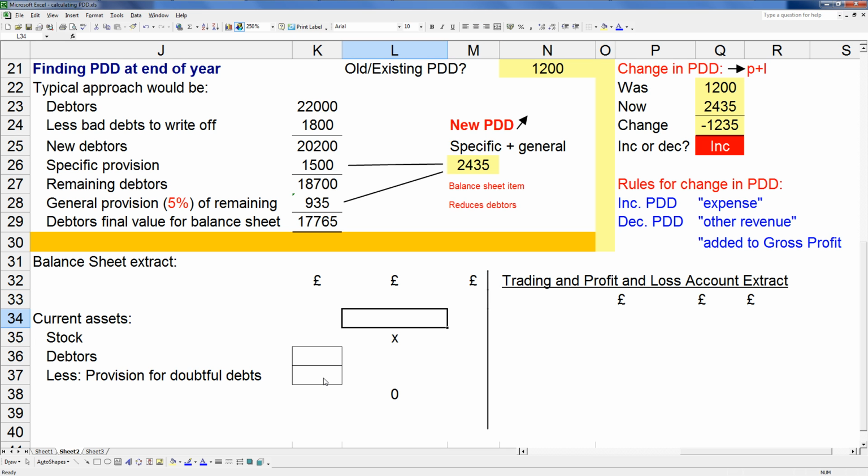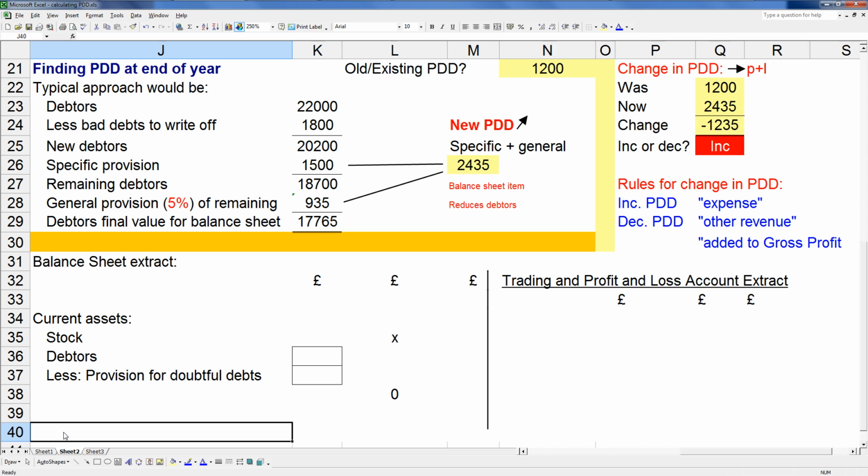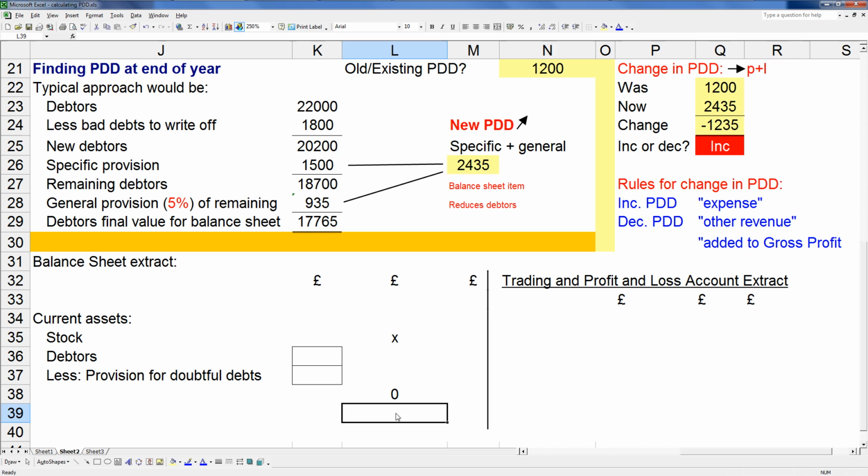So let's do the easy part. The less PDD, from the rules that I've mentioned, new provision is what goes in the balance sheet. Balance sheet for new provision. So we said that there, balance sheet item, it goes in the balance sheet. So this 2435 is what's going here, 2435. Now, going back to the calculations, the debtors value for the balance sheet, well, this number has to go in there as well. Well, that is your new value.